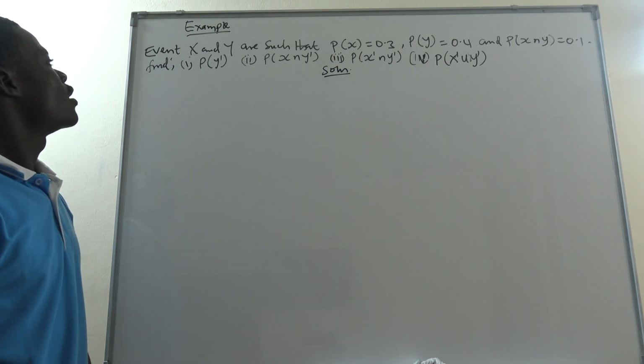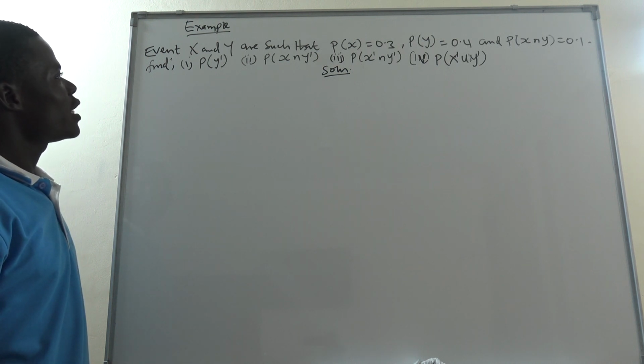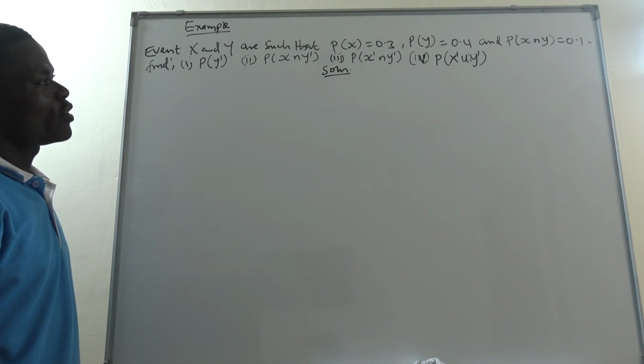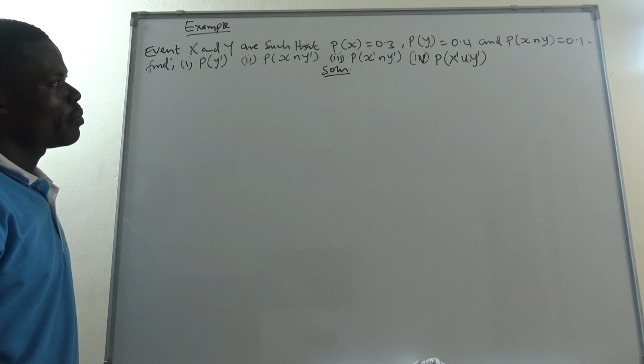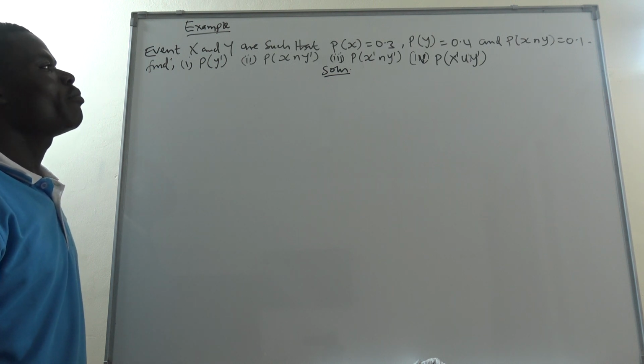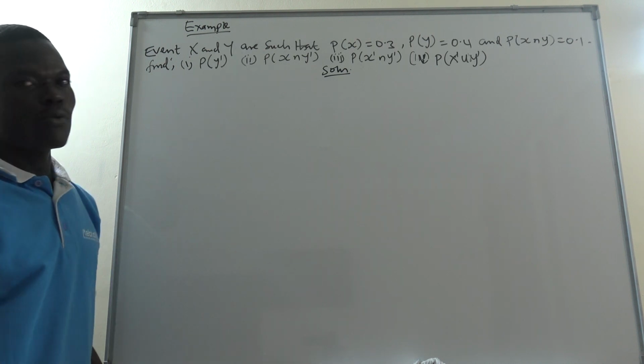In this video we shall look at examples on how to calculate probabilities when you are given an event. In our example, events X and Y are such that the probability of X is equal to 0.3, the probability of Y is equal to 0.4, and the probability of X intersection Y is equal to 0.1.